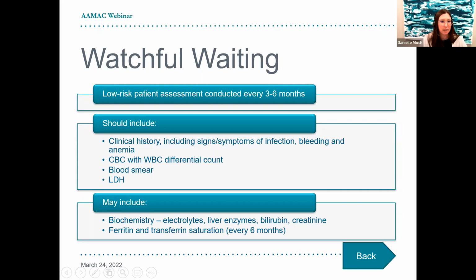Changes in your blood might include some cytopenias, where we're seeing low blood counts, whether that's red blood cells, platelets, or white blood cells. They're also going to want to see if there are any circulating blasts noticed.